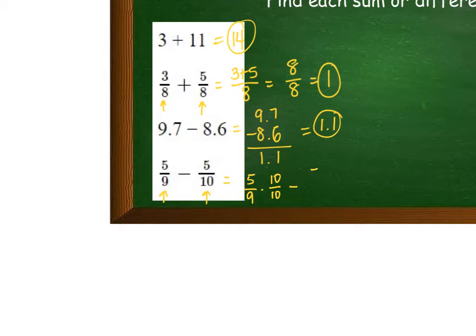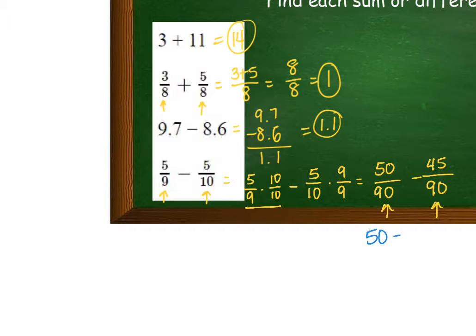And then we're going to subtract 5 over 10 times 9 over 9, which is also 1. So we're not changing our values at all, okay? 5 times 10 is 50. Over here, we're doing this one. And then 9 times 10 is 90. Then we're subtracting. 5 times 9 is 45. And 10 times 9 is 90. Now we have that common denominator. So in blue, I'm going to go ahead and do 50 minus 45 over 90, which is 5 over 90.